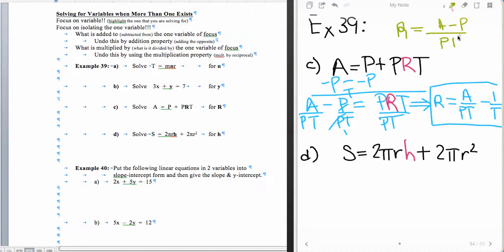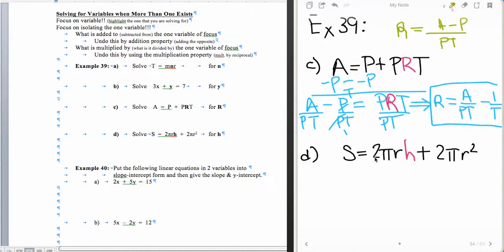Now, one of the things that I want you to realize is that it is not possible with A minus P up here to cancel this P and this P. There is no canceling in addition, and I want to warn you against that. Please do not make that mistake. All right, let's look at part D here.